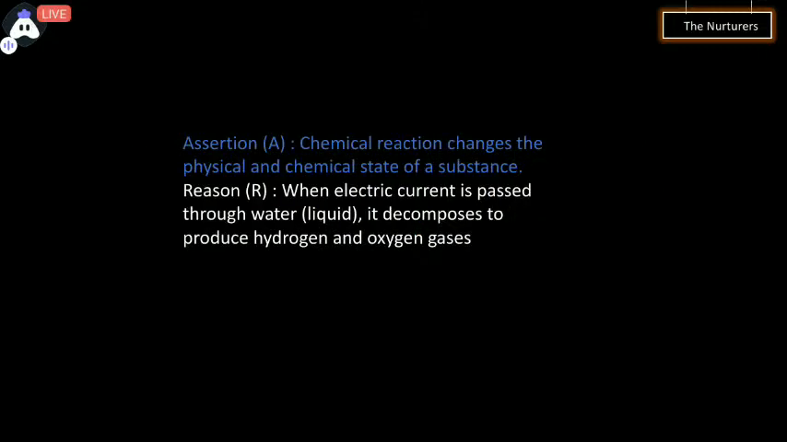Proceeding to the very first assertion reasoning. It says, chemical reaction changes the physical and chemical state of the substance. तो पहला पॉइंट आपका बोलता है कि केमिकल रिएक्शन जो है वो फिजिकल और केमिकल स्टेट को चेंज कर देती है. और रीजन बोल रहा है, reason is stating that when electric current is passed through water it decomposes to produce hydrogen and oxygen gases. Now you need to look upon it. ध्यान से ऑब्जर्व करिए what the question is saying. Is assertion correct? Is the reason correct?